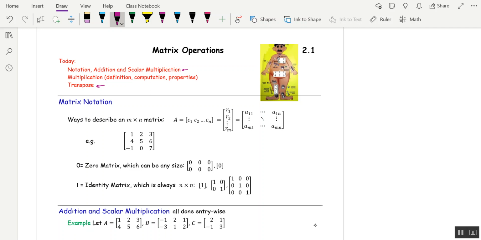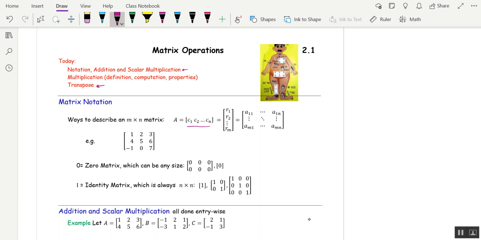So if you have an M by N matrix, you can describe it by denoting the columns, in which case you're going to write it like this, C1, C2, where each C stands for a column of A, and there are N of them. Or you can denote the rows, row 1 through row M, or you can denote each entry.